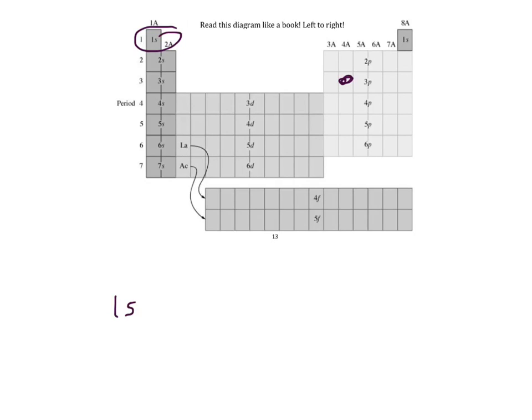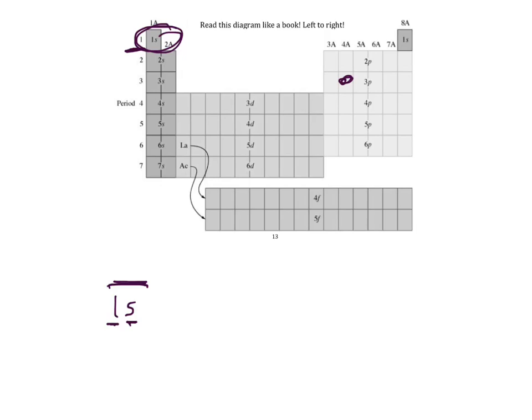Now the s orbitals have one orbital. And the way that we write the orbitals, we put a line above it. Now let's go ahead and break down what I just wrote there. So this 1 right here represents the energy level that the electron is in. This here represents the block, which happens to be the s block. And then this represents the orbital within the s orbitals. And again, s orbitals have one orbital.